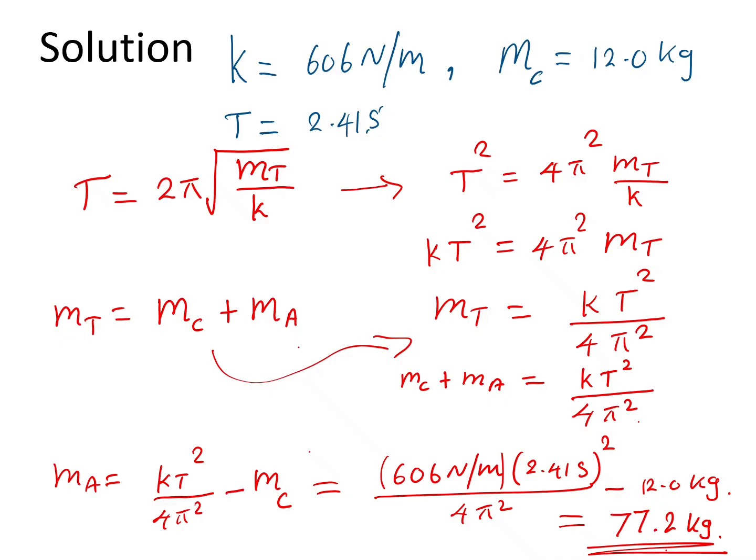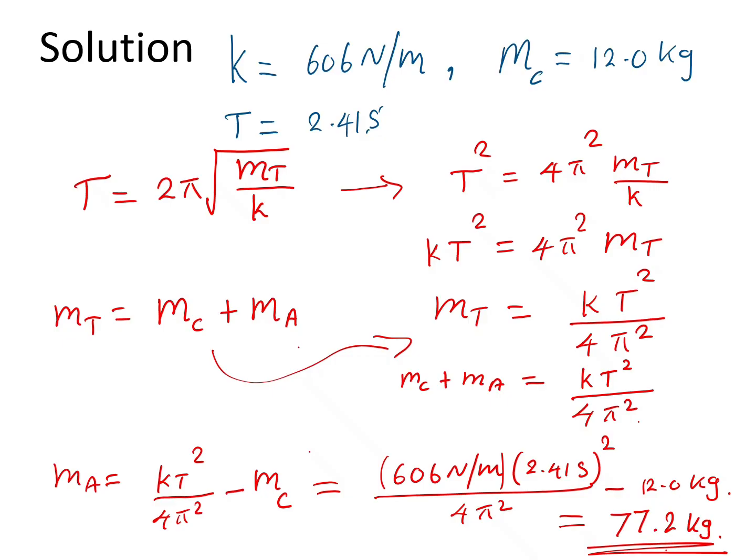This result is reasonable. The total oscillating mass was about 89.2 kilograms, and after removing the chair's contribution, the astronaut's mass is in a realistic human range. The important lesson is that simple harmonic motion is not only a theoretical model. By measuring the period of oscillation and knowing the spring constant, we can determine mass even in situations where weight is not easy to measure.